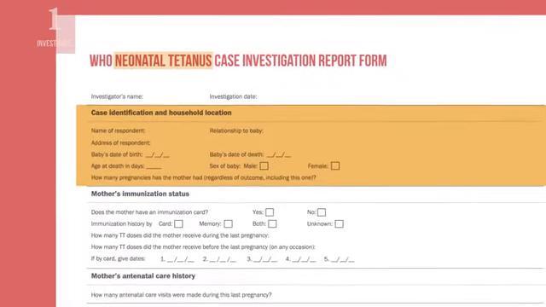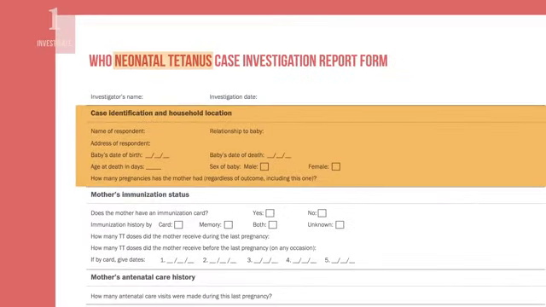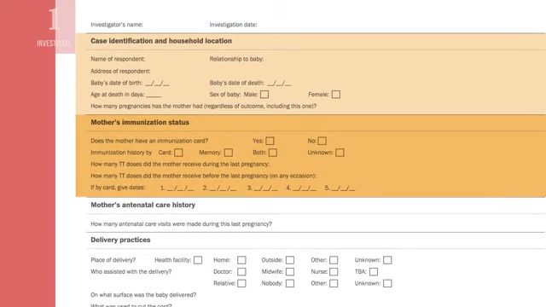Record information about the patient, such as name, date of birth, age, and sex, as well as contact information for the patient's caregiver. Record the patient's immunization status with dates of relevant vaccine doses. For certain diseases such as neonatal tetanus shown here, you will also collect information about the mother's immunization status.